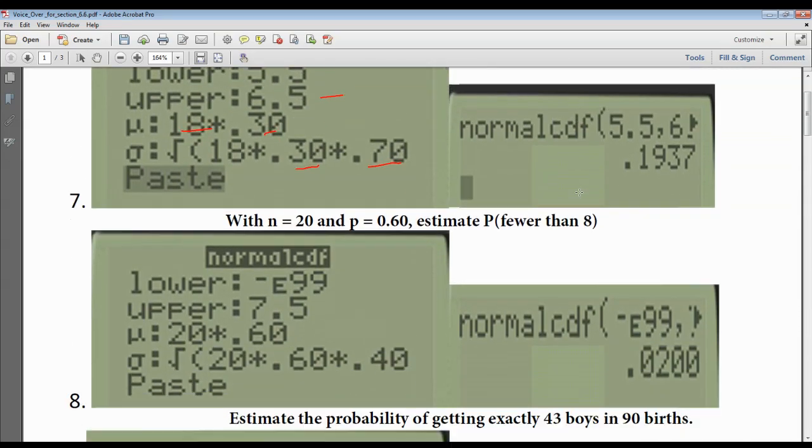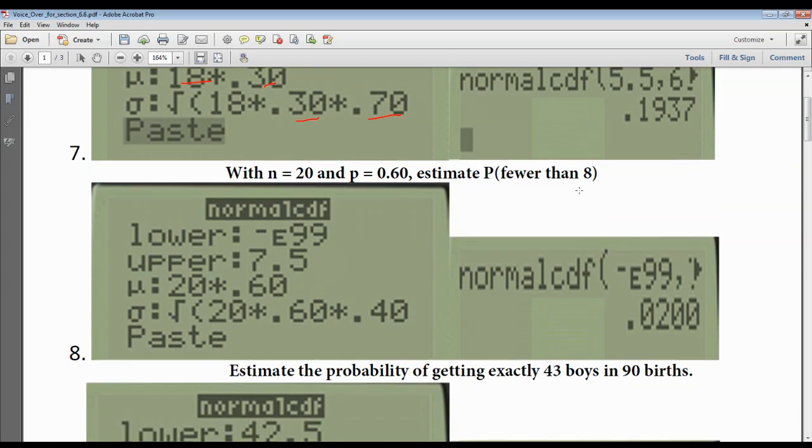Okay, that's number 7. Number 8, n is 20. Probability of a success, 0.60. Fewer than 8. All right, so fewer. That means we're going to our left. Things are getting smaller instead of getting larger. Fewer than 8 does not include 8.